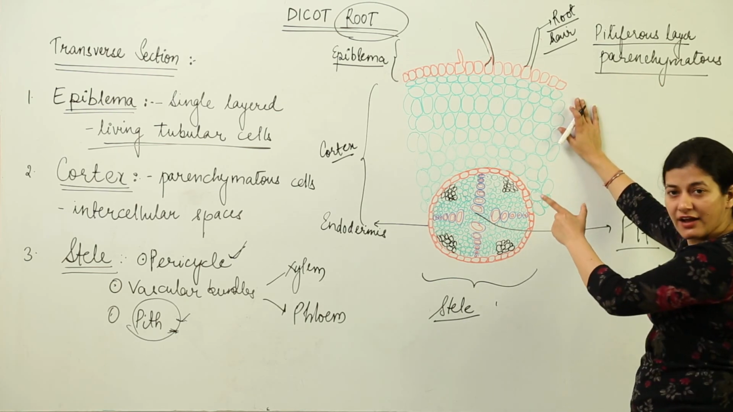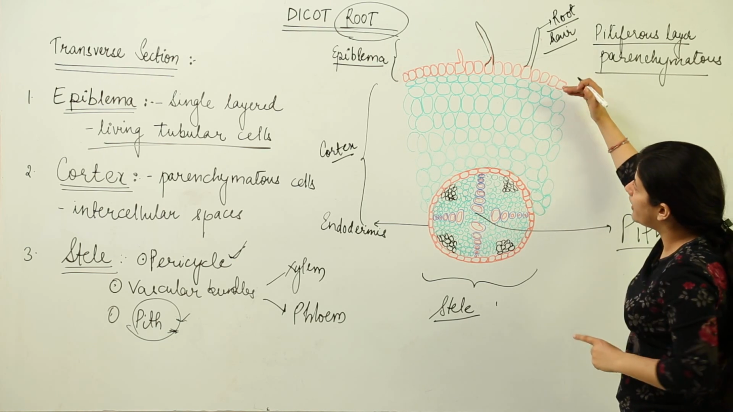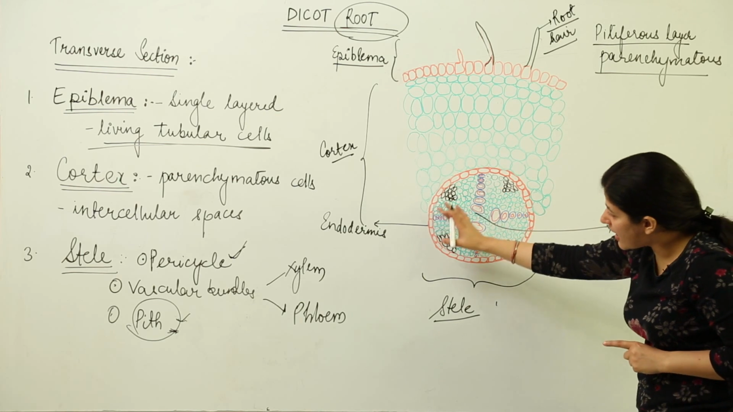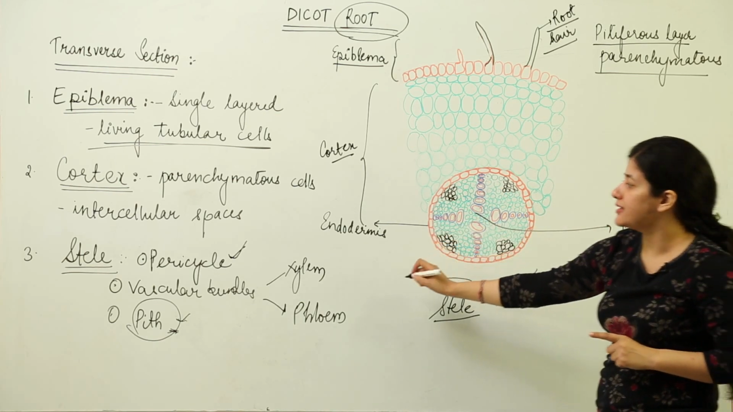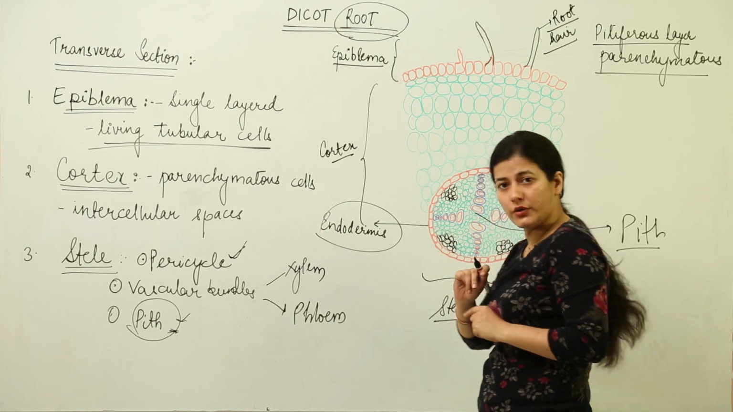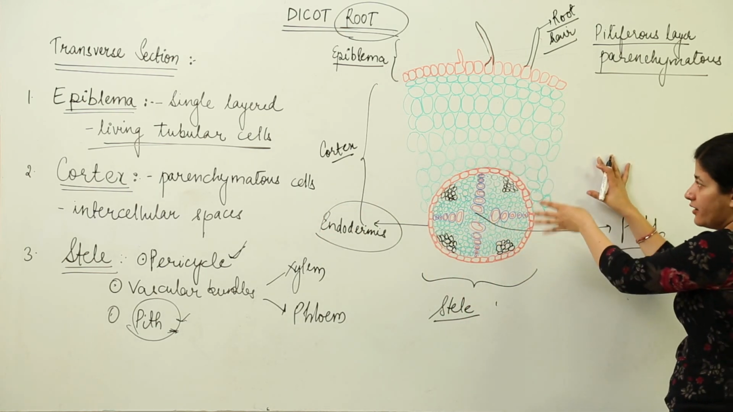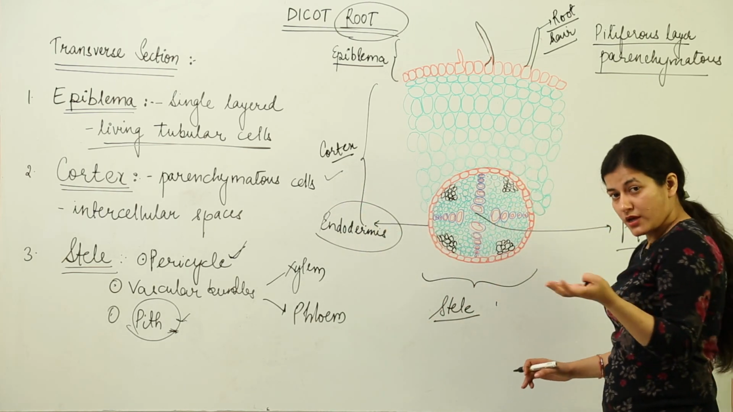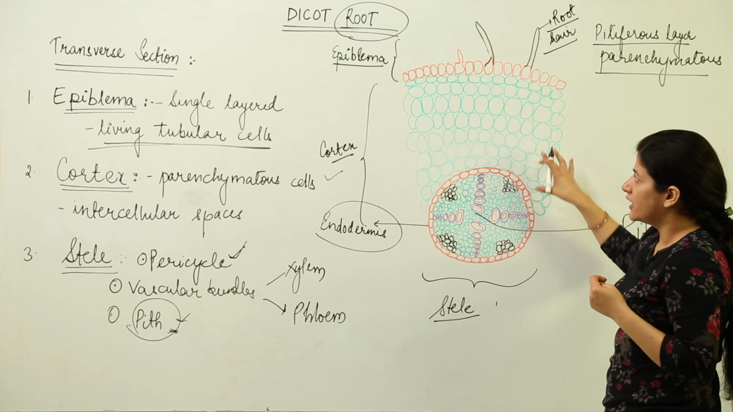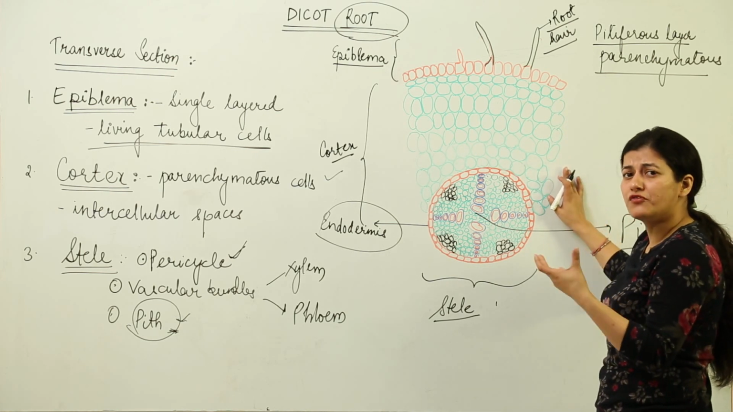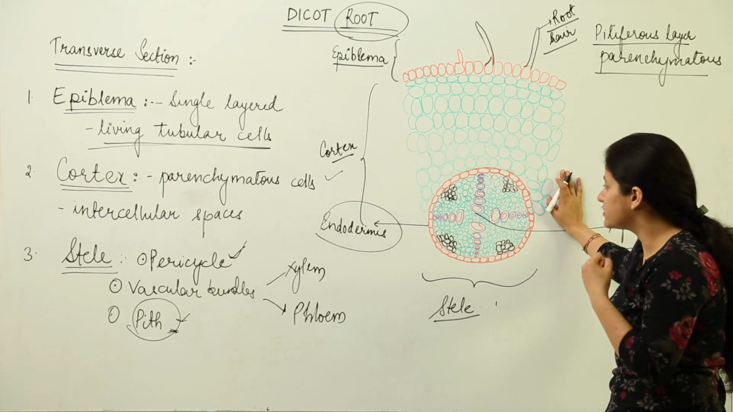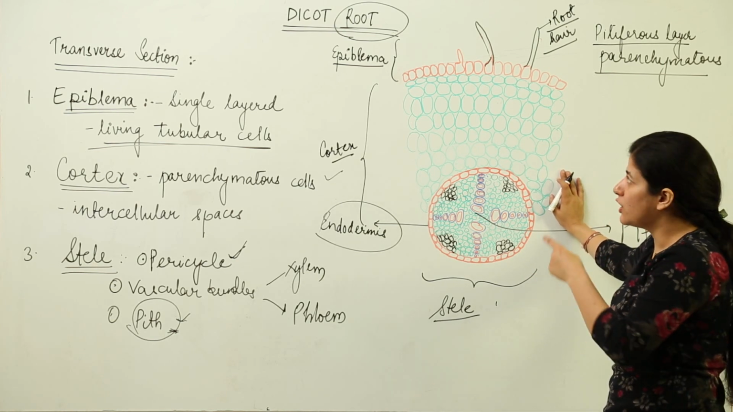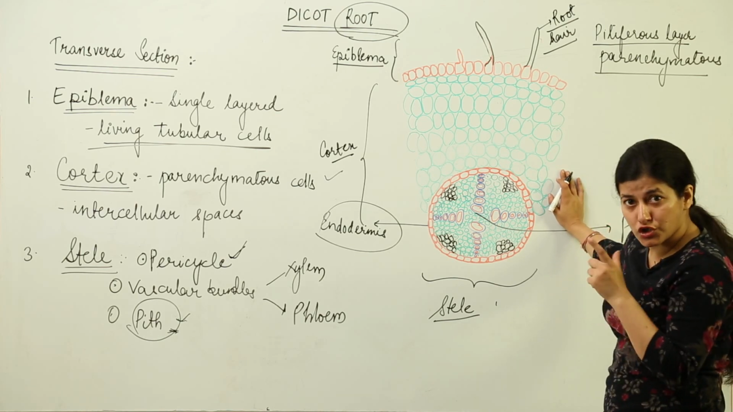Moving further, we have the cortex, which extends from the layer beneath the epiblema up to the innermost layer that surrounds the stele, known as endodermis. Now, what do we say about this cortical layer? Again, they are parenchymatous cells, as I told you. That means this would be a living part of the root. They are green in color, as has been shown over here. That means they must be performing photosynthesis as well, a little bit of photosynthesis, or otherwise they would be responsible for storage. Now, why am I saying or otherwise for storage?